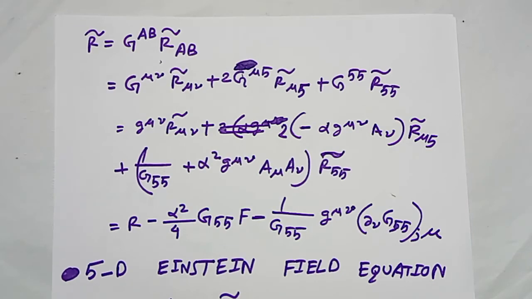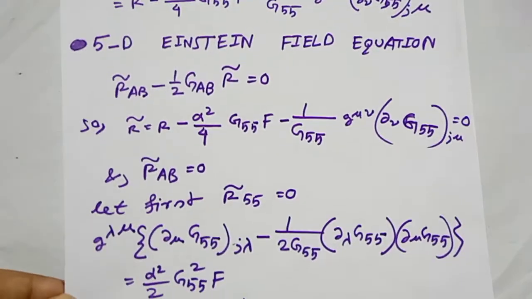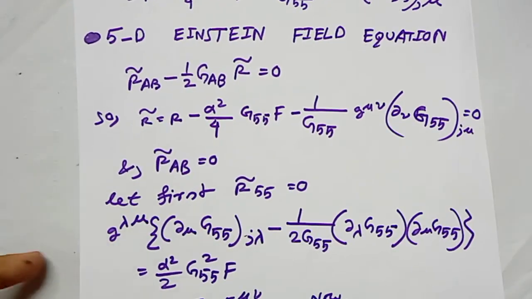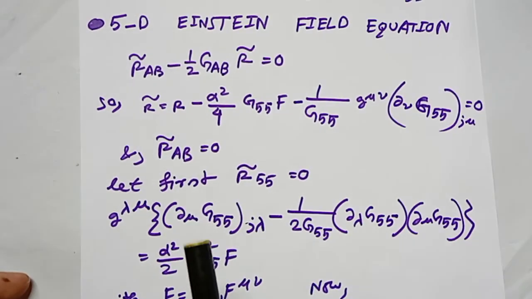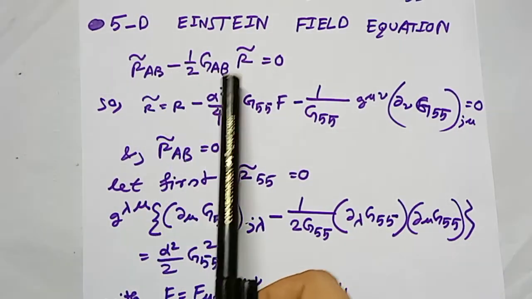Now the Einstein field equation in the 5 dimension. This is the ultimate goal. Einstein equation for the 5 dimension: R tilde mu nu minus half g ab R tilde equal to 0.